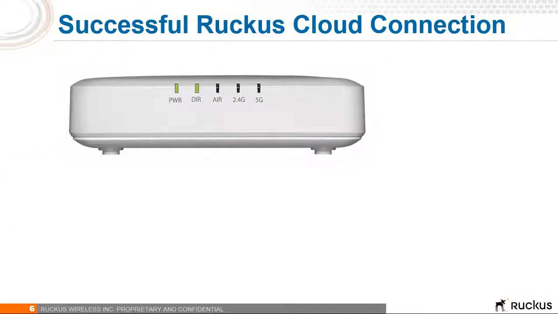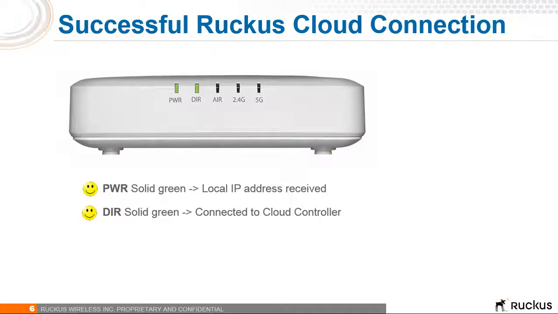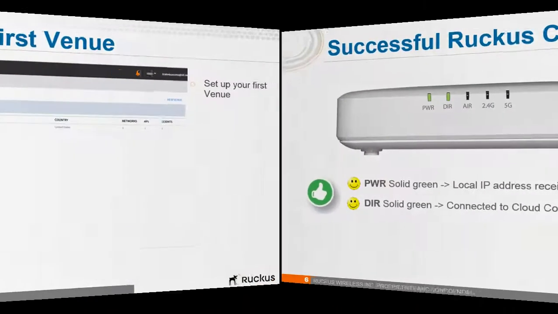When your AP's power and DIR LEDs are solid green, your access point has successfully received its local IP address and connected to the cloud controller. Now you're ready to configure it.